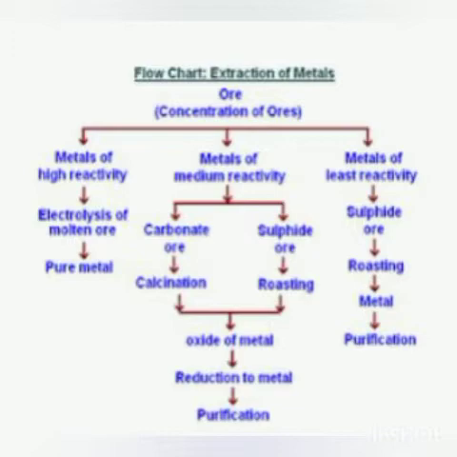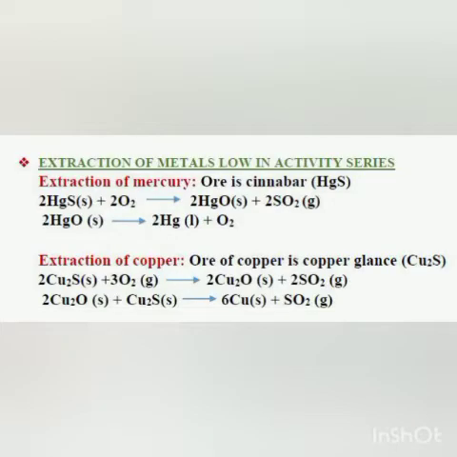Metal oxides are formed. Understood? Now these metal oxides are reduced, either by heating or by using a reducing agent. The metal oxides are reduced to pure metal and then they are purified. So this is the flow chart. I hope it is clear to everyone.